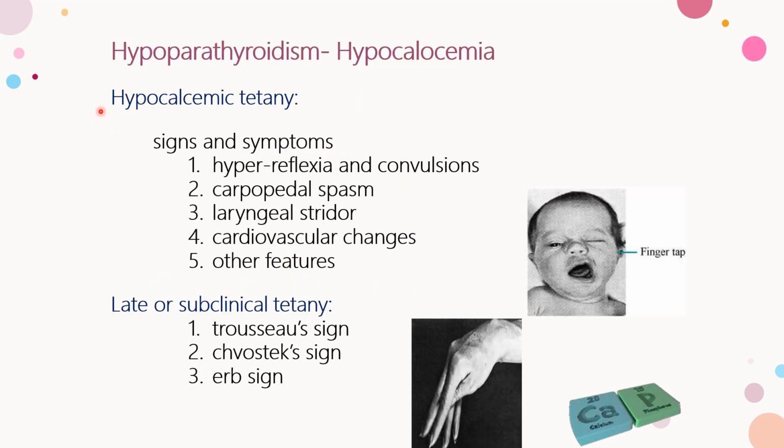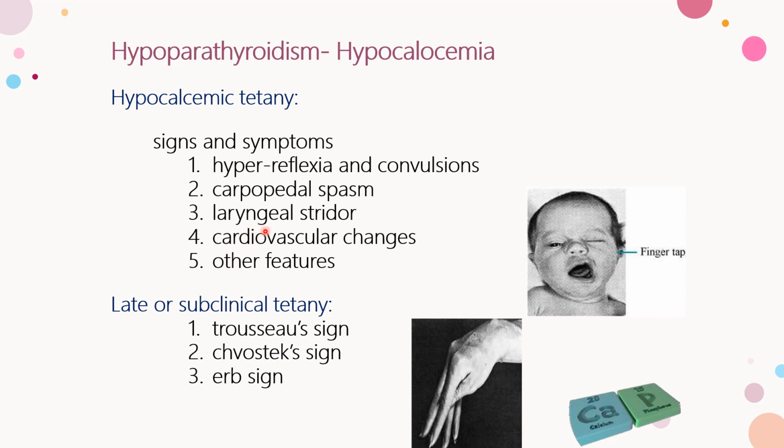So in hypoparathyroidism, we have hypocalcemia, hypocalcemic tetany. So the signs and symptoms are hyperreflexia and convulsions. So the reflex activity of the body is increased and convulsions are present. So that is because of decreased calcium in the serum. And the carpopedal spasm, that is carpal and pedal, hand and feet. Unrelieved and strong contractions of the muscles of the hand and foot.